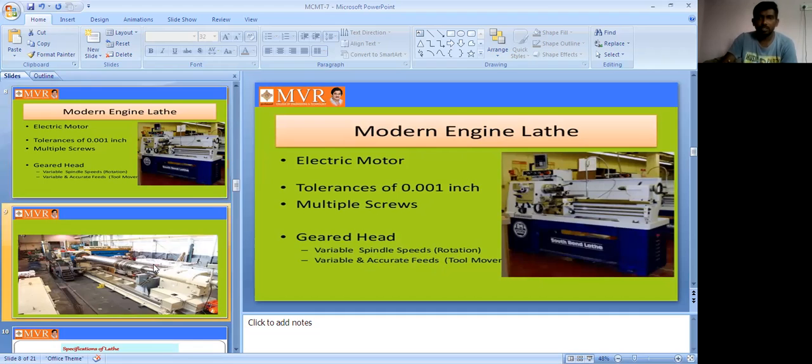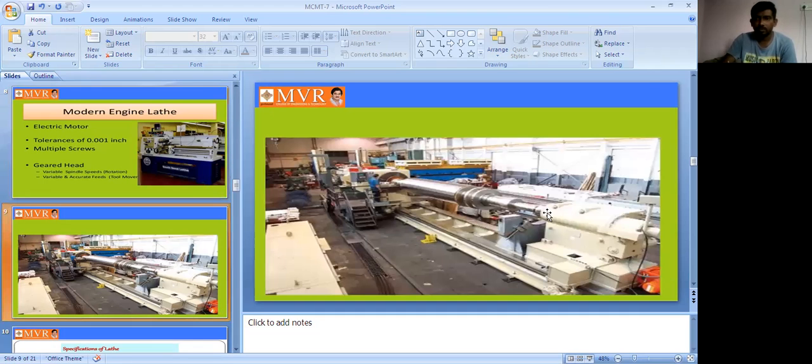Next we can see the modern engine lathe. See here the big size of the engine lathe. Mostly this kind of engine lathe we can use in mass production only. The headstock is bigger in size. This is a major difference here. So this is one of the engine lathes.